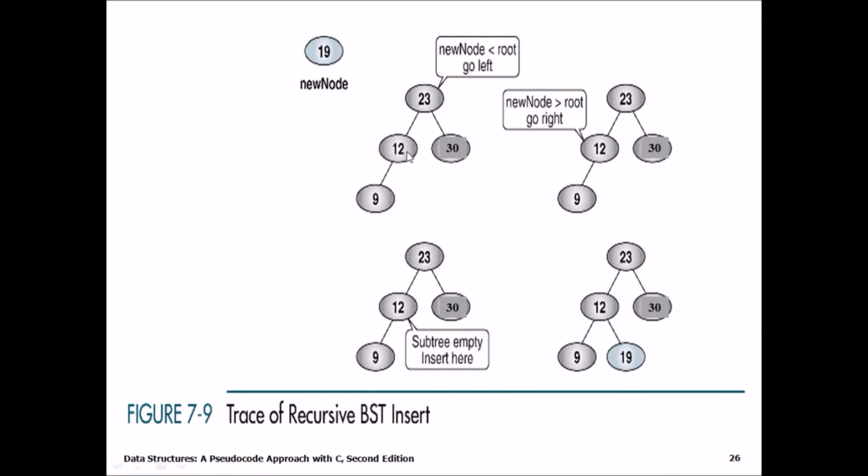Now check for 12. The new node 19 is greater than the root. So where do we have to go? Because 19 has to be put, go to the right subtree. It means you need to place 19 on the right, because you have a space here, a right subtree, to put it, and this will also not imbalance the tree, so we can place it here.